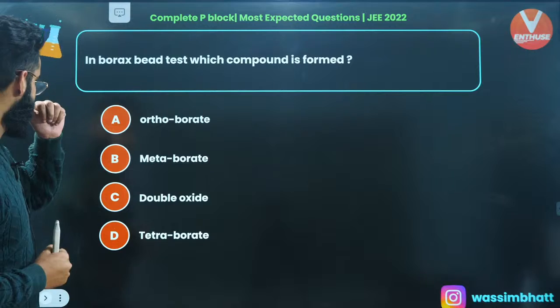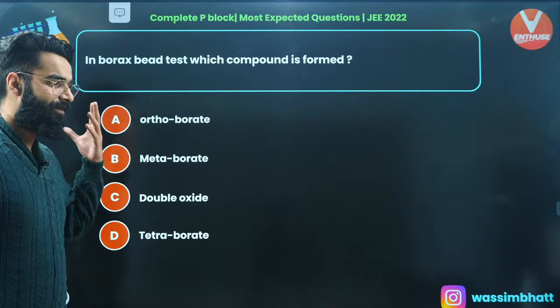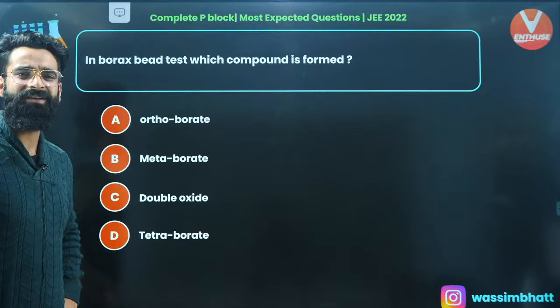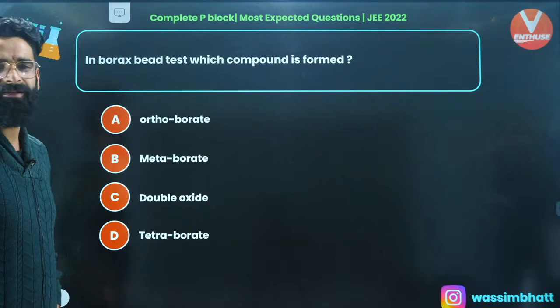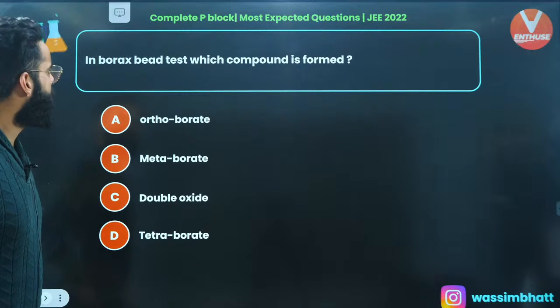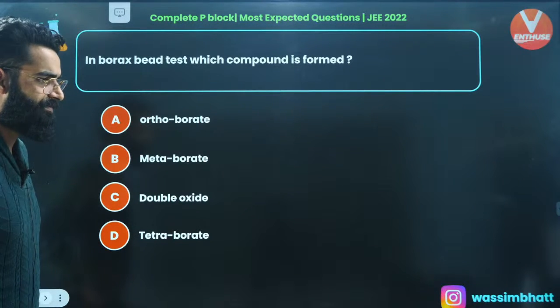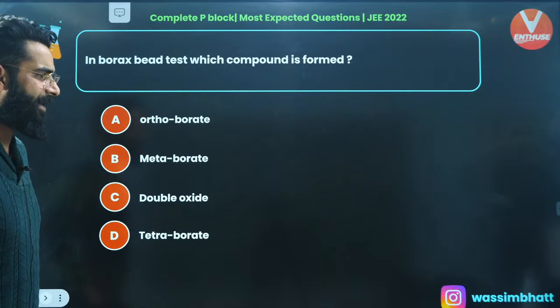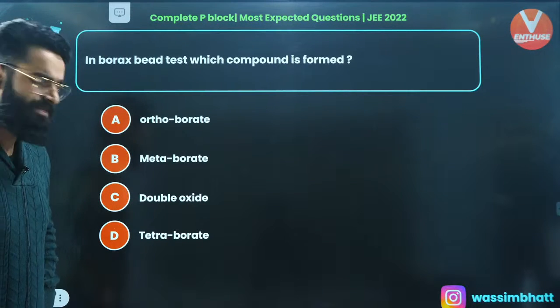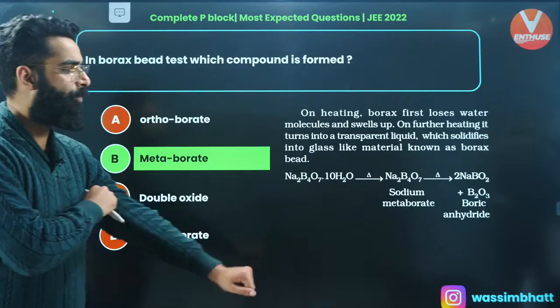Moving on to one more. In borax bead test, which compound is formed? This has been asked many a time in competitive examinations like JEE, right? Regarding borax bead. So, in borax bead test, which compound is formed? Absolutely, Darshini, you're absolutely right. It's going to be metaborate. Absolutely, it's basically going to be the metaborate which gets formed in the borax bead test.